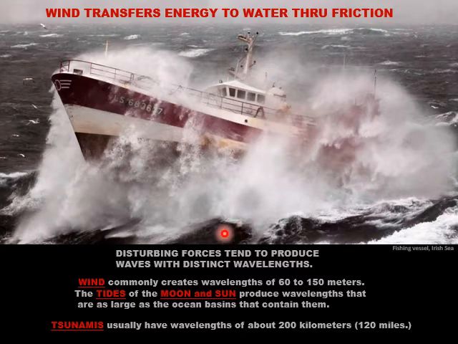Each one of these disturbing forces produces its own distinct diagnostic wavelengths. What's a wavelength? We talked about it a moment ago: the distance between identical points, from crest to crest or from trough to trough. It also represents the width of these various waves. Wind commonly creates a wavelength of anywhere from 60 to 150 meters. The tides, the gravitational effects of the moon and the sun, produce very large wavelengths, as big as the ocean basins that contain them. And tsunamis are another phenomenon that creates very large, wide waves, with a wavelength of roughly 200 kilometers, or about 120 miles.